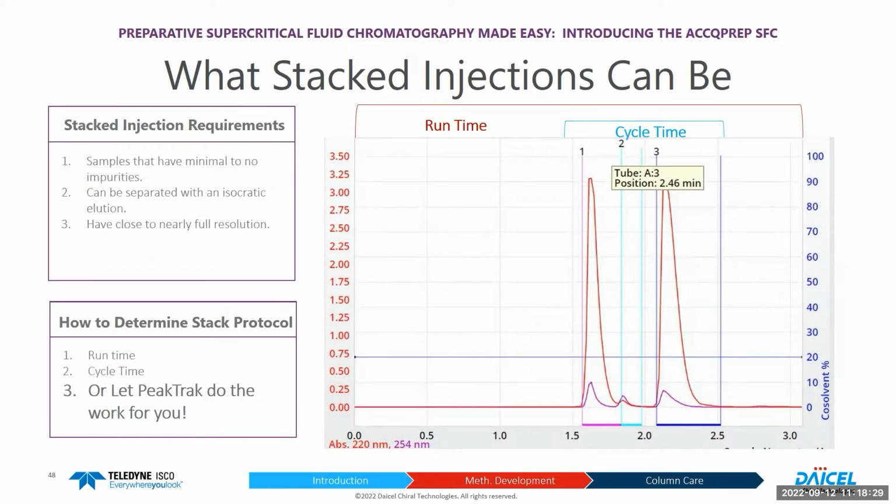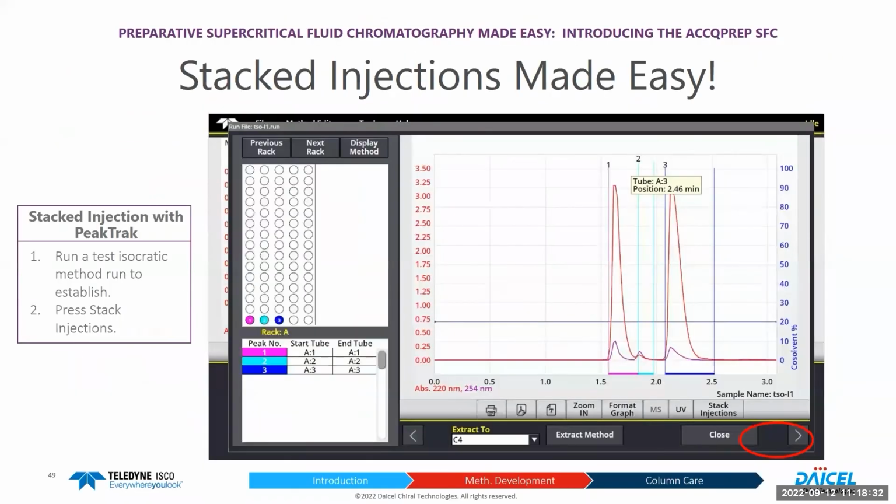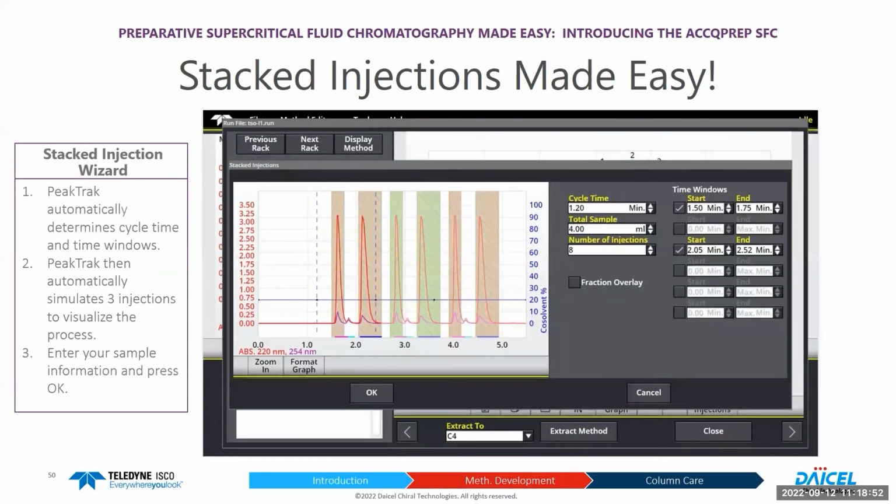So if we go to the next slide, you'll see that we can take that information and run an isocratic chromatogram. From that run, in the lower right-hand corner, we can see where it says stacked injections. We can pop that up, and it will allow us to do some things that we'll see on the next page. So if we go to the next slide, there it is. You can see within the software, we allow you to visualize 3 stacked injections, even though we only made 1 injection as a scout.